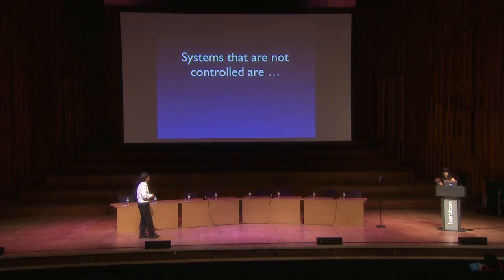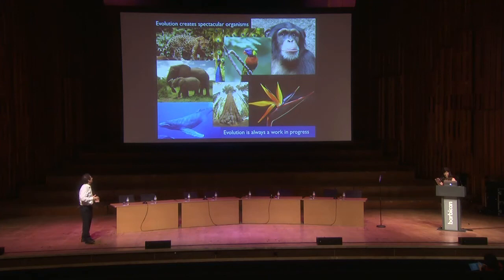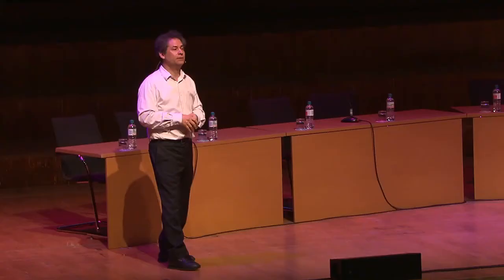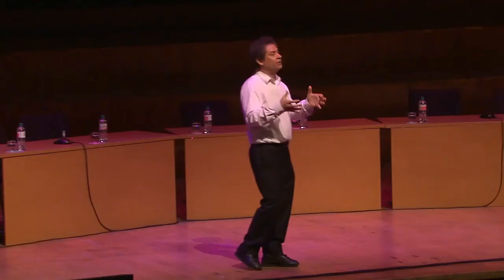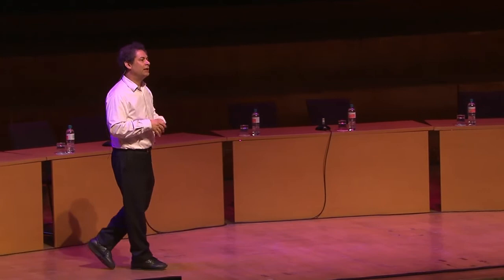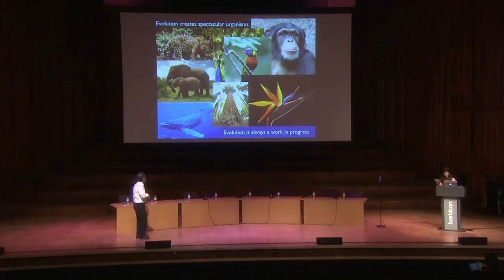Go ahead. So evolution in biology creates these dramatically complex and capable systems. Amazing. We can't do this yet. Not near to be able to do this. The other statement is that evolution is always a work in progress. And that's a really important thing which I think resonates with Wikipedia. And I want to talk about evolution as a framework for thinking about this a little bit more.